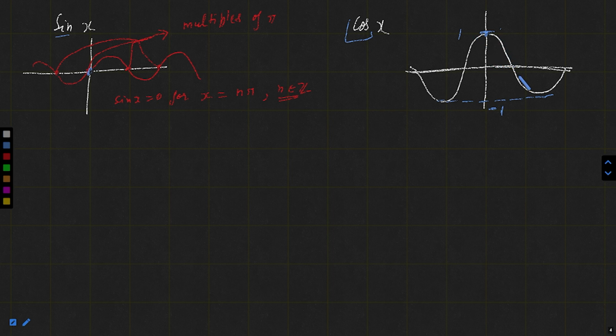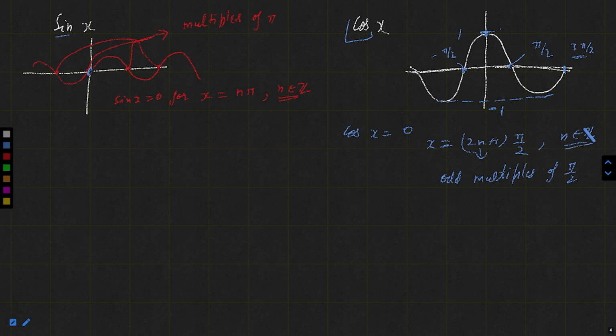And it is 0 when cos x is 0. Cos x equals 0 when x is what? The odd multiples of pi by 2. If you recall, this point is pi by 2, this point is minus pi by 2, and this will be 3 pi by 2. So odd multiples of pi by 2, where n belongs to the set of integers.